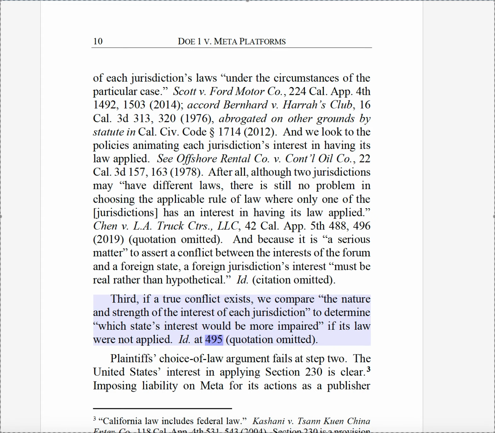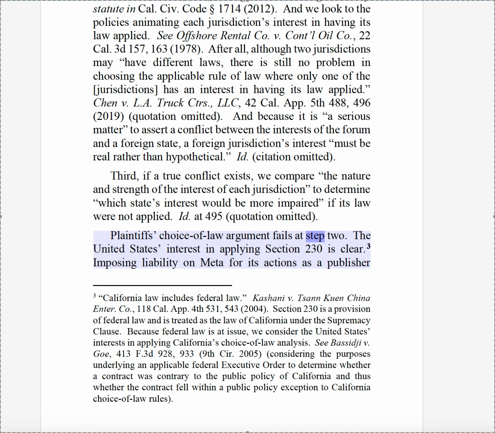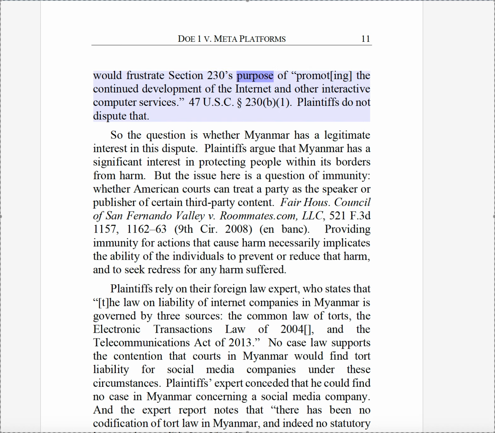At 495, quotation omitted. Plaintiff's choice of law argument fails at step 2. The United States' interest in applying Section 230 is clear. Imposing liability on Meta for its actions as a publisher would frustrate Section 230's purpose of promoting the continued development of the Internet and other interactive computer services. 47 U.S.C. Section 230(b)(1). Plaintiffs do not dispute that, so the question is whether Myanmar has a legitimate interest in this dispute.